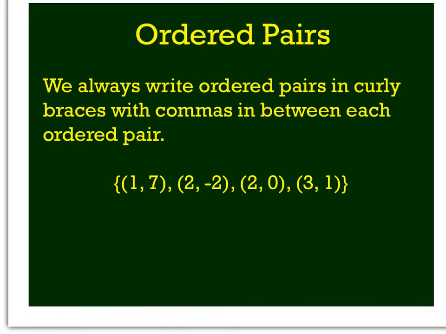You also need to write, here we have the curly braces, just like I talked about. And we have the ordered pair (1, 7). We have the ordered pair (2, -2). Another ordered pair of (2, 0). And last but not least, the ordered pair of (3, 1). And we close it all with our braces. And you notice how we have the commas in between each set of ordered pairs.